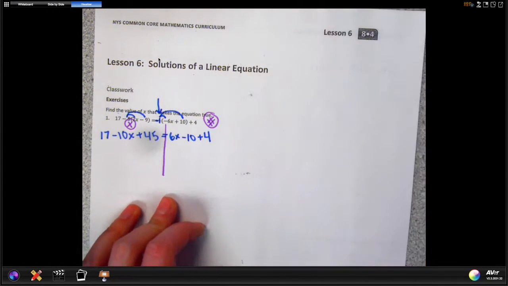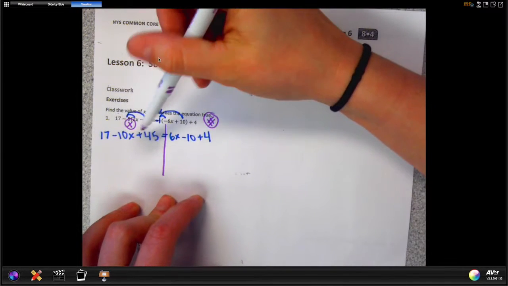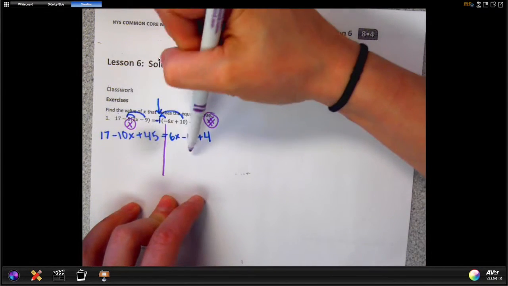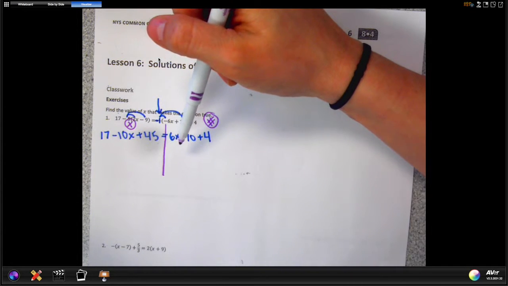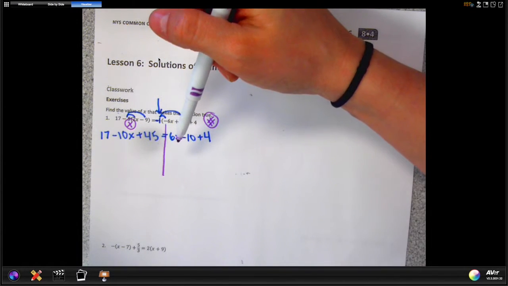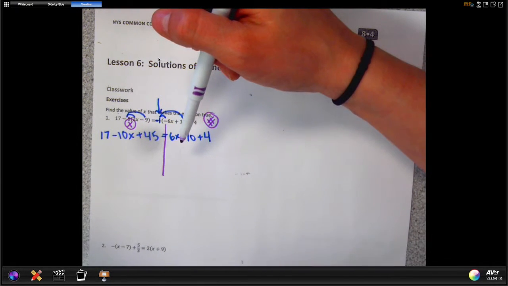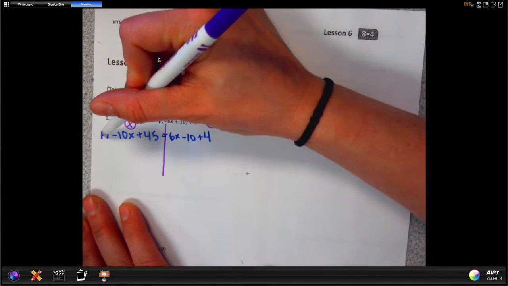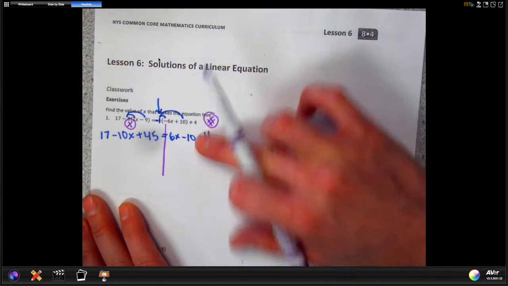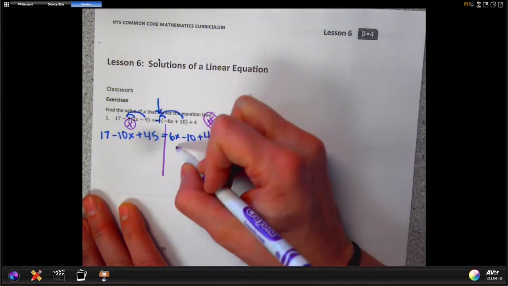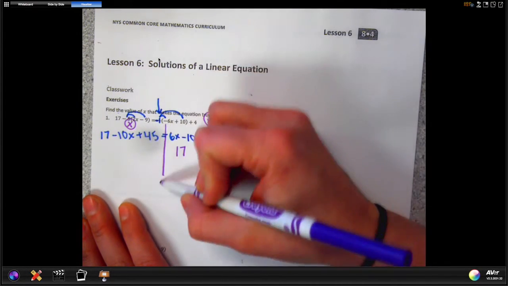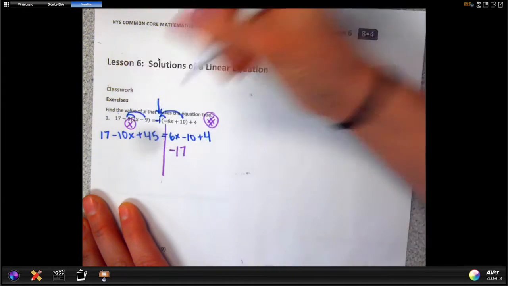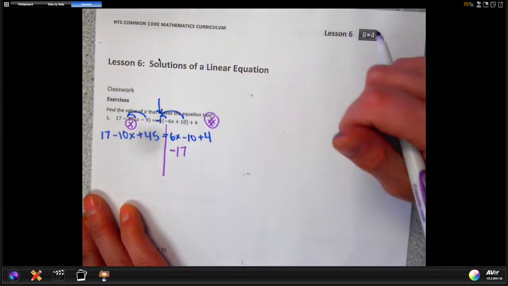And the only rule here is if you switch sides with a number, or an x, then you have to switch the sign of that term. Meaning if it's positive, it becomes negative, or negative becomes positive. And I'll show you what I mean here right now. So we're going to start with 17. 17 is a number, so it goes on the right side. It goes in the number category over here, and it crossed this purple line, so that means it's now negative 17. We have to do the opposite.